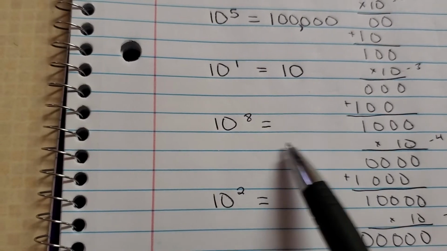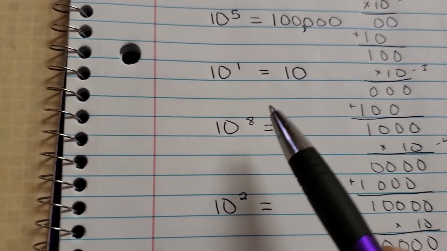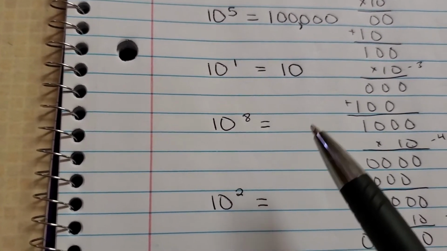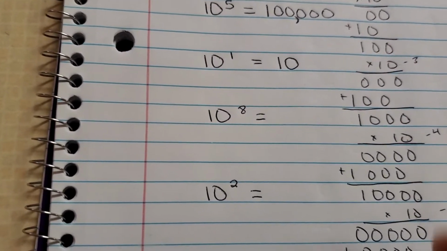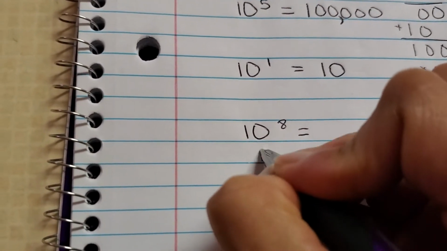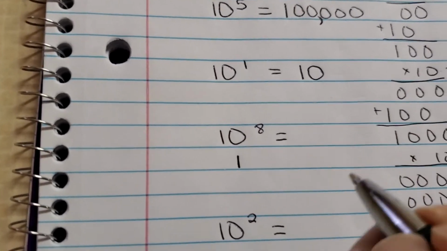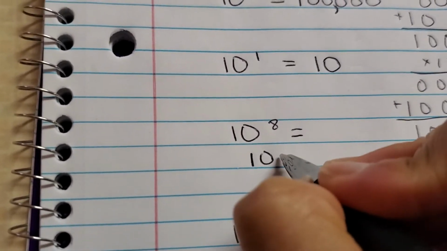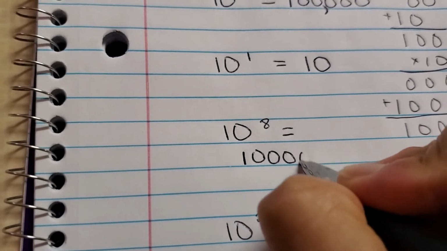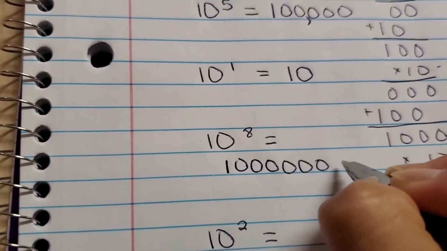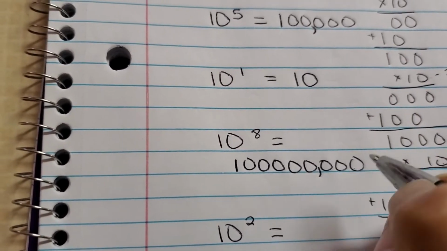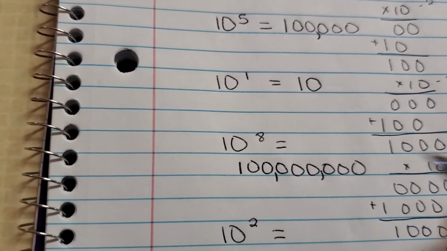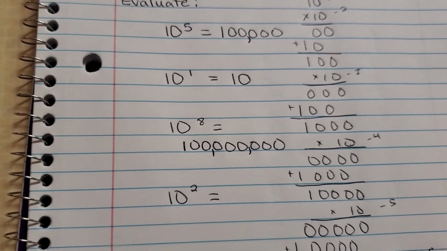This one I'm going to write under because I'm not sure if I'm going to have enough room. So 10 to the power of 8. How many zeros are we adding after 1? 8. So here we go. Write the number 1 and add 8 zeros. 1, 2, 3, 4, 5, 6, 7, 8. And so we count 3. 1, 2, 3. 100 million.